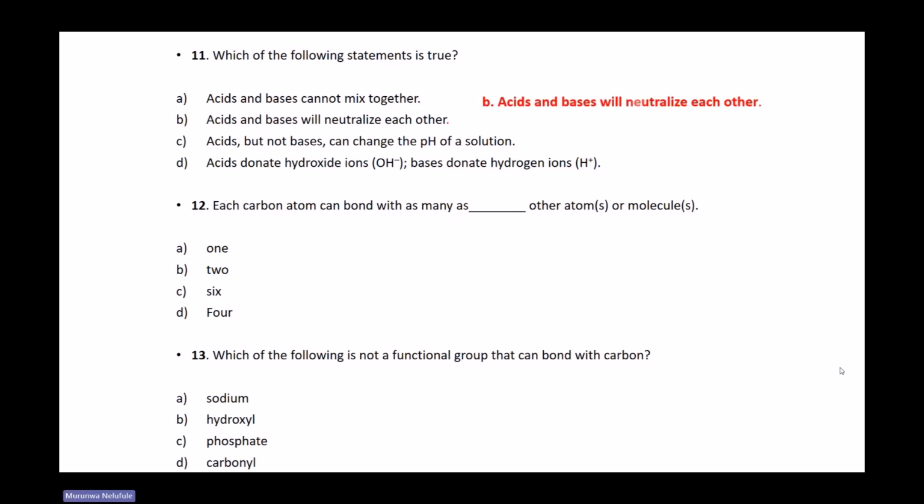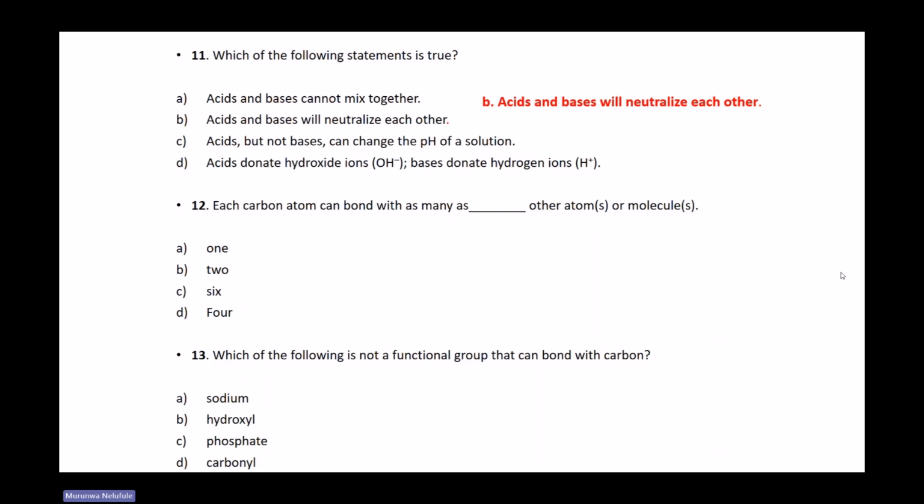Yeah. You're right. So the statement which is true is that acids and bases will neutralize each other when acids and bases are mixed together in the right proportion. They undergo a chemical reaction which is known as neutralization. In this reaction, the acidic properties of the acid and the basic properties of the base are neutralized, which therefore results in the formation of water and salt.